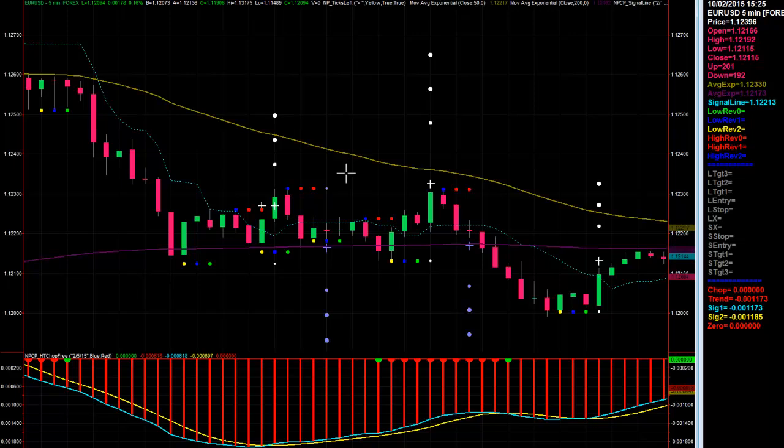Okay? And when you're in the squeeze zone, there's a simple rule that you're not going to take a trade against the 50 pushing down.